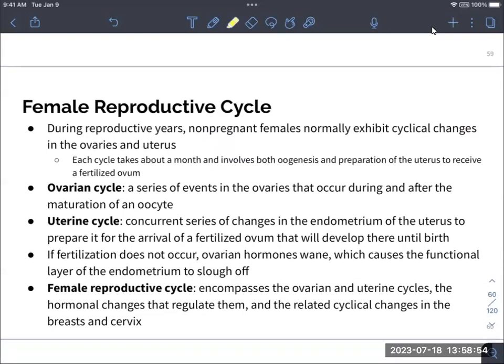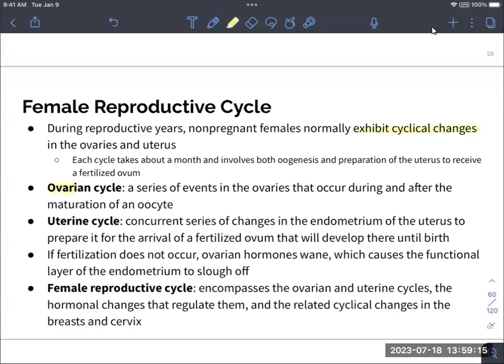We've been through all the parts of the female reproductive system. Now we'll go through this whole reproductive cycle here. So this is during reproductive years in a non-pregnant female. They have pretty normal cyclical changes. So it happens cycle after cycle.